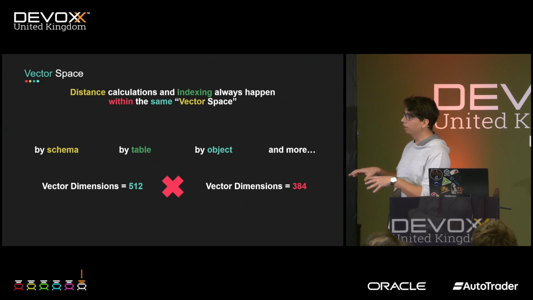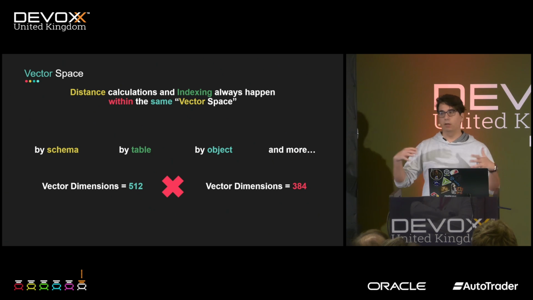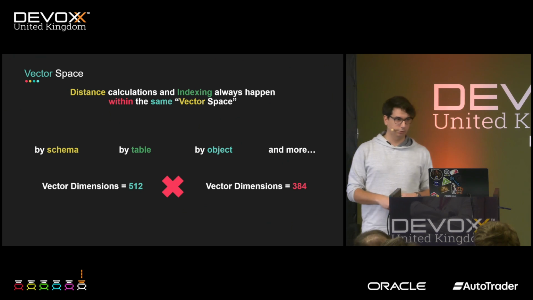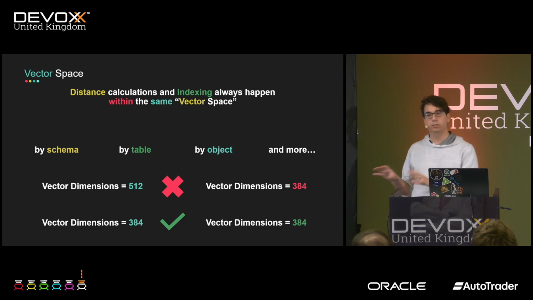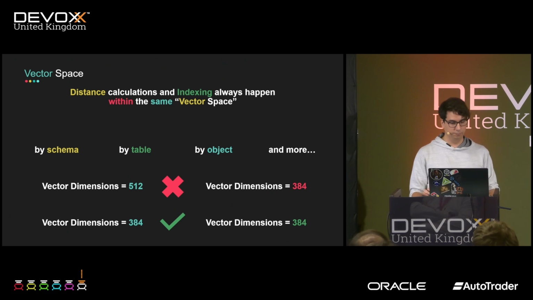If a vector with 512 dimensions is checked against a vector with 384 dimensions, then mathematically it is possible, but you won't get very good results. It's going to be a little bit iffy. So like this, they ensure that the dimensionality within a vector space is always the same.